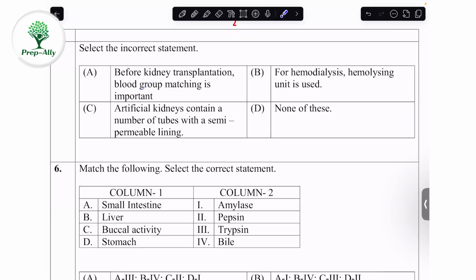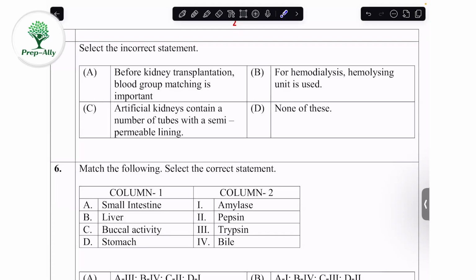Next, for hemodialysis, a hemodialyzing unit is used. Yes, dialysis is the process where the kidney's work is done artificially, with the help of an instrument. There are two kinds of dialysis: one major one is hemodialysis, and the other is peritoneal dialysis.